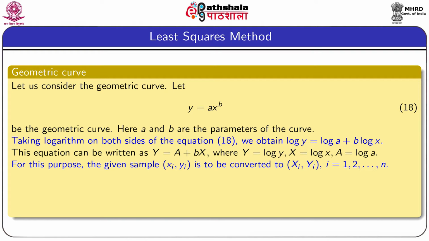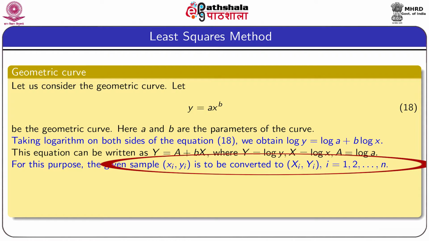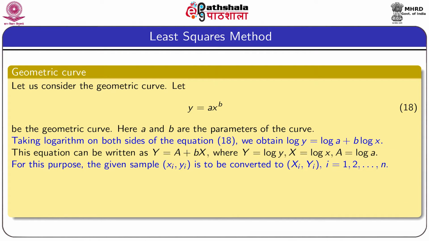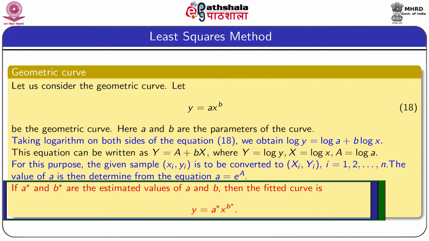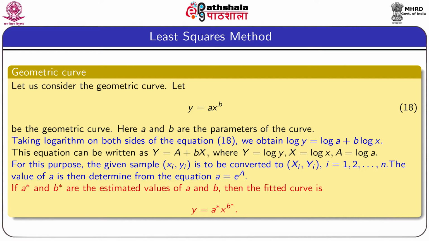For this purpose, the given sample xi, yi is to be converted to capital Xi and capital Yi, because the normal equation contains capital Yi and capital Xi as the sample points. The value of a is then determined from the equation a equal to e to the power capital A. If a star and b star are the estimated values of a and b, then the fitted curve is y equal to a star into x to the power b star. So this is the fitted geometric curve for the given sample points.